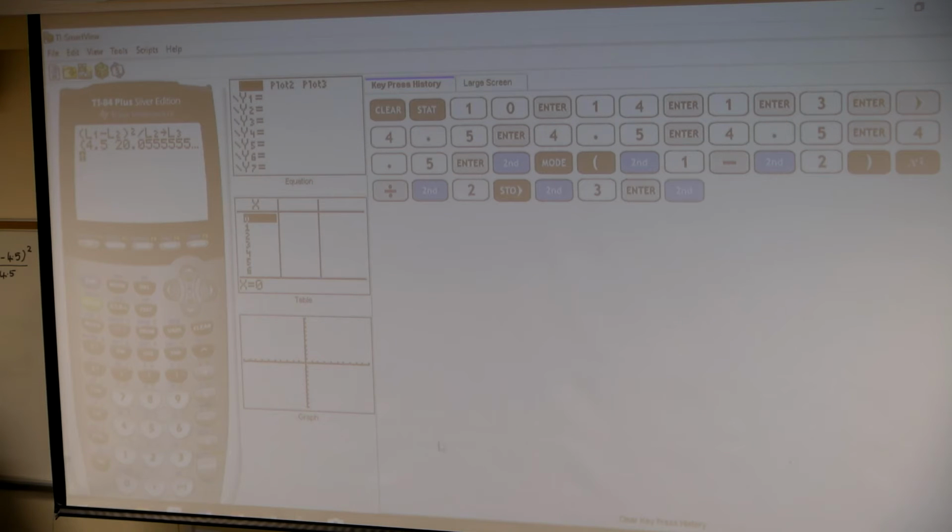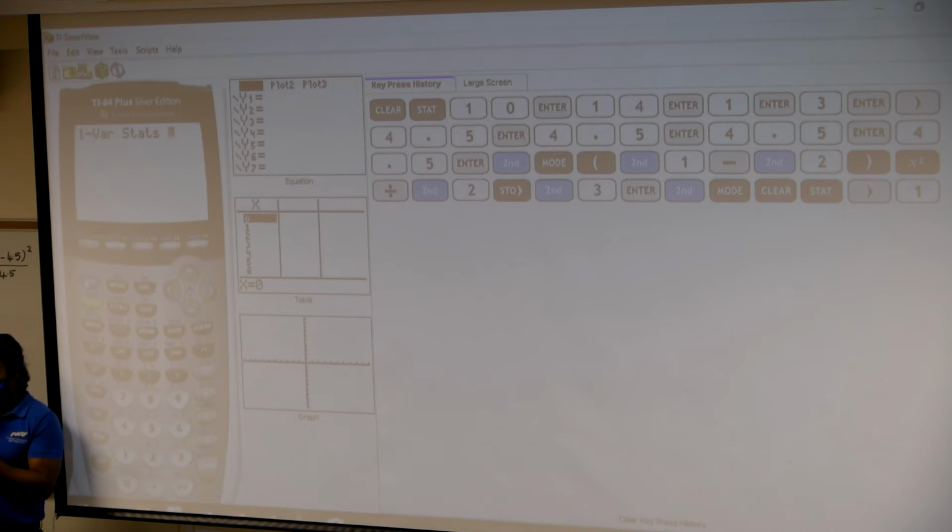So second quit to exit. And press stat. Go to calc. Option 1, one variable statistics of the data in list 3. Because we found O minus E squared divided by E, and we saved that information to list 3. So second 3.